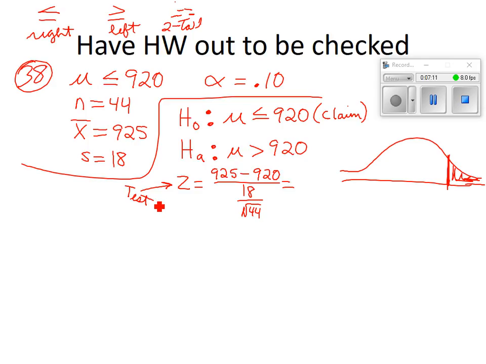Did we say left-tailed or right-tailed? Right-tailed. So for right-tailed, we want 10%. So we find on the chart where we're at 0.10, but we actually have to do 1 minus that. What's 1 minus 0.10?